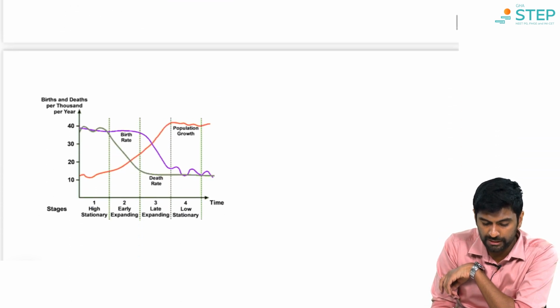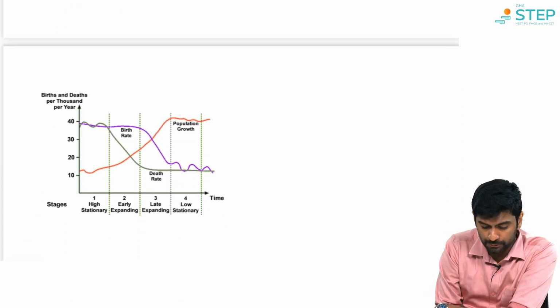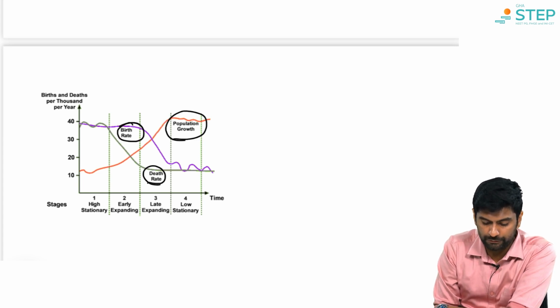Now we can see in this image here, the first thing to drop would be the death rate, followed by the birth rate, and then we see the overall population that is growing here. We see the different stages: the high stationary, early expanding, late expanding, and the low stationary, and then the declining.